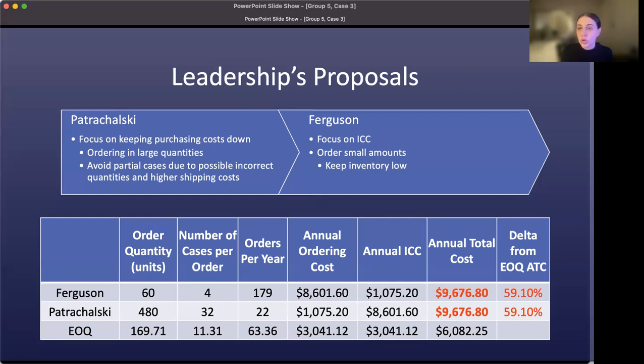And that's where the economic order quantity comes in. This is an accounting formula that's determining the point at which the combination of ordering costs and inventory carrying costs are the least. And this is the most effective quantity to order.